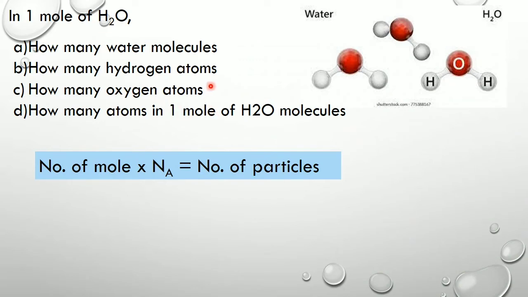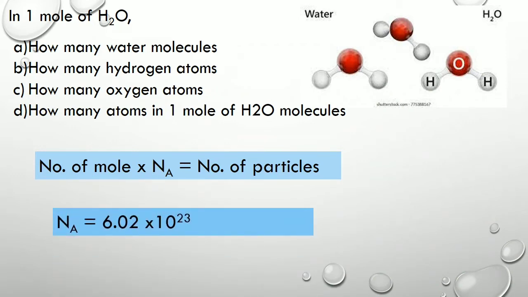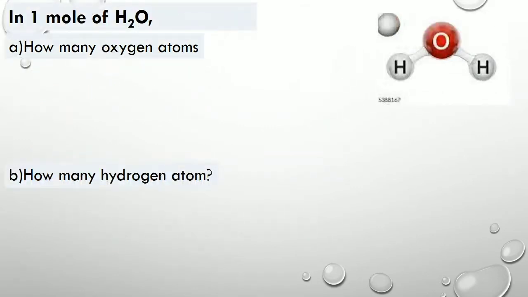This type of question is asking about the number of particles such as molecules and atoms. So we can do the calculation based on the formula, which is the number of moles multiplied by the Avogadro number is equal to the number of particles. The Avogadro number is equal to 6.02 times 10 to the power of 23, a constant value. First, how many oxygen atoms are in 1 mole of water? We use the formula number of moles multiplied by the Avogadro constant.